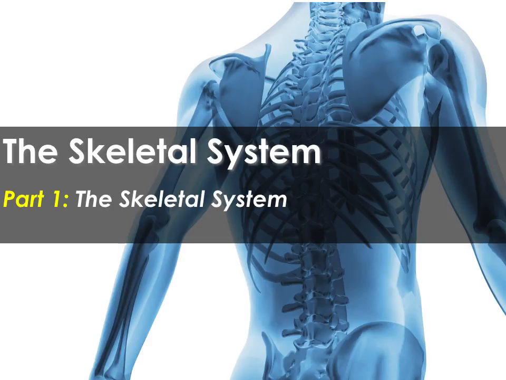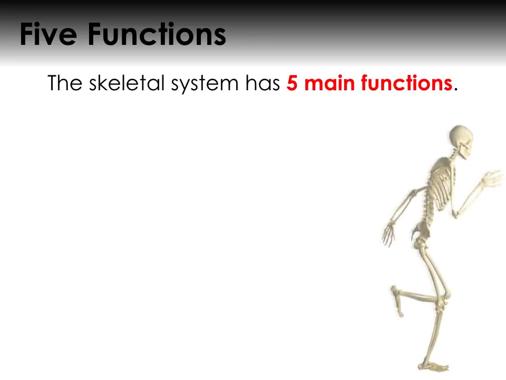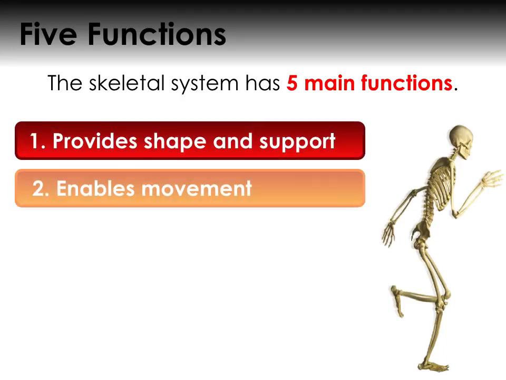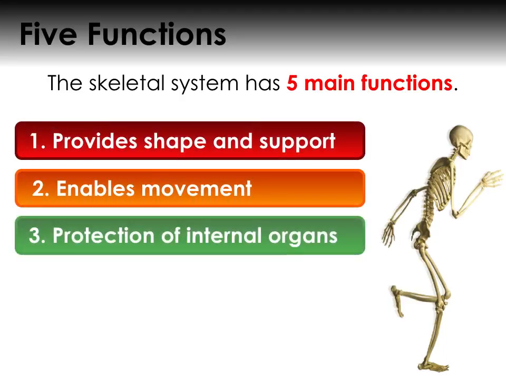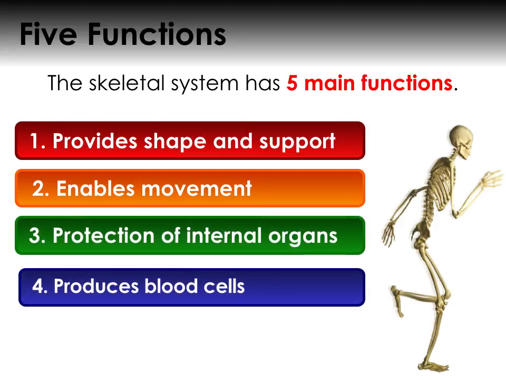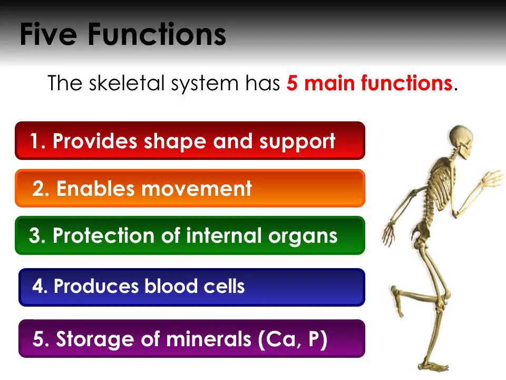The skeletal system, part 1. The skeletal system has 5 main functions. It provides shape and support, enables movement, provides protection of internal organs, produces blood cells, and finally, provides storage of minerals such as calcium and phosphorus.